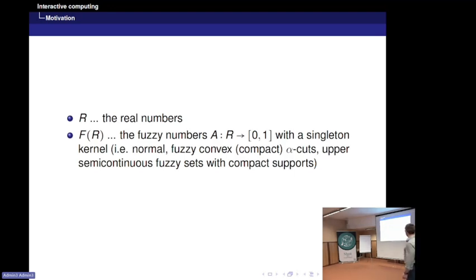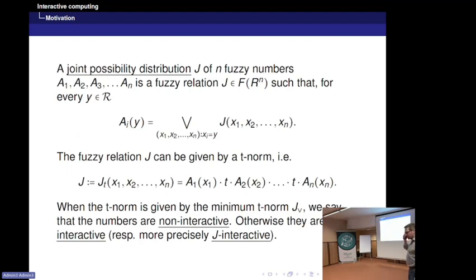So I use R for real numbers, FR for fuzzy numbers. Fuzzy numbers are normal upper semi-continuous fuzzy sets with compact supports. A joint possibility distribution of n fuzzy numbers is a fuzzy relation which somehow connects all those fuzzy numbers. A fuzzy relation can be given, for instance, by a t-norm, and then we give this expression. And when this t-norm is the minimum t-norm, then we say that those fuzzy numbers a1 to an are non-interactive. Otherwise, they are interactive, or J-interactive.